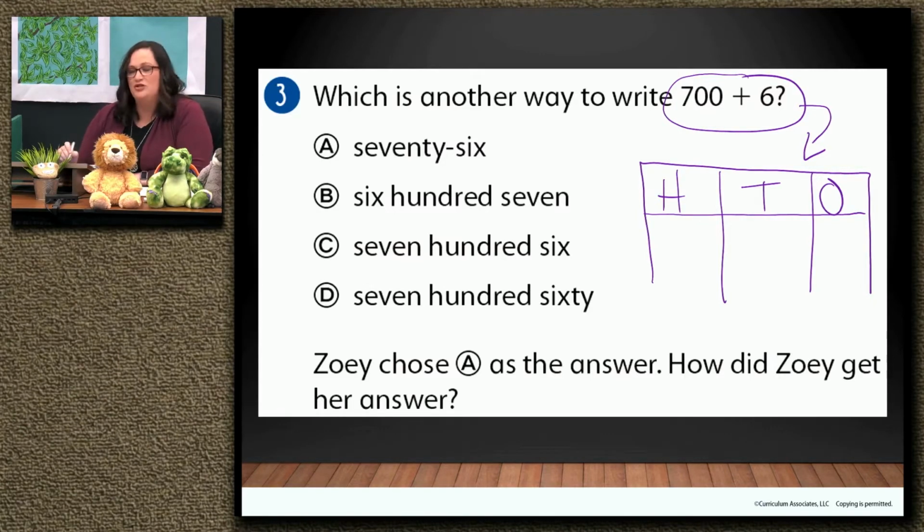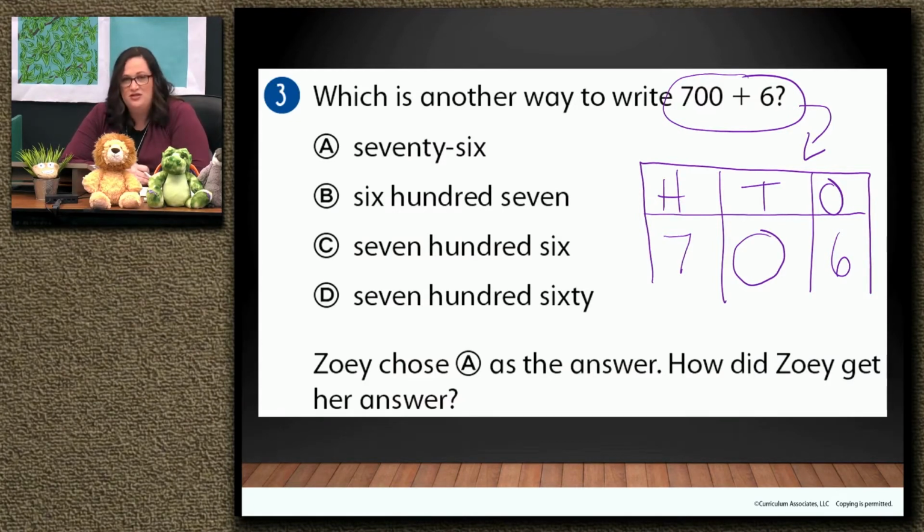700 is how many hundreds? 7. 6 is tens or ones? It's ones. How many ones? 6. How many tens? 0.